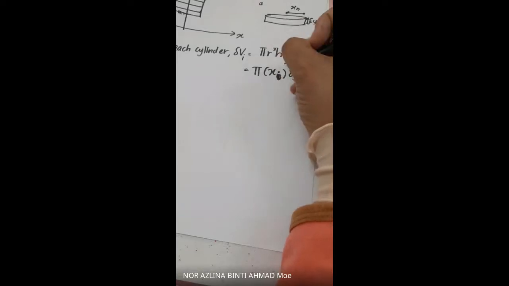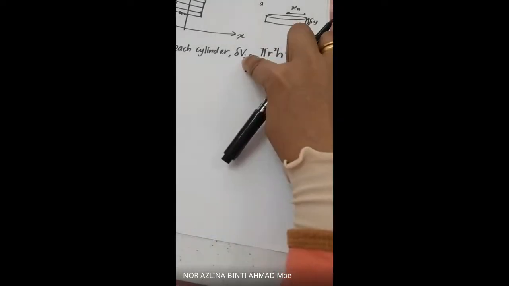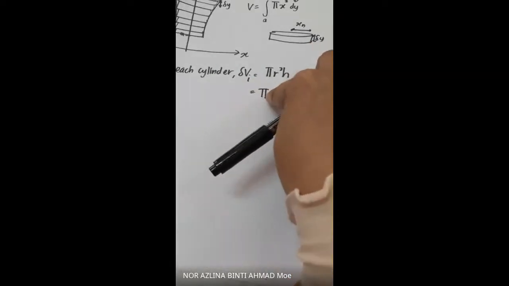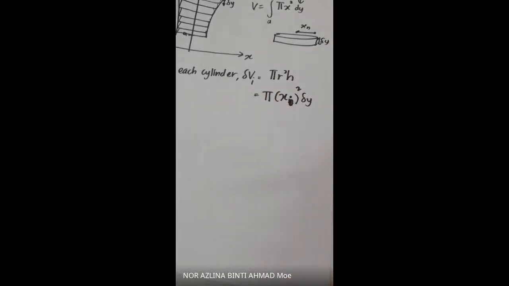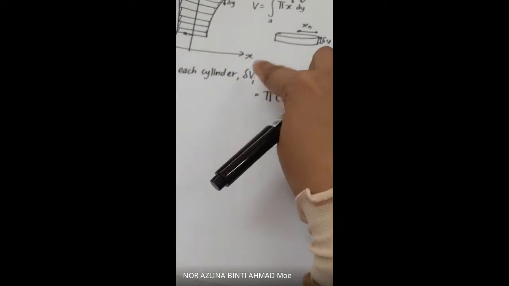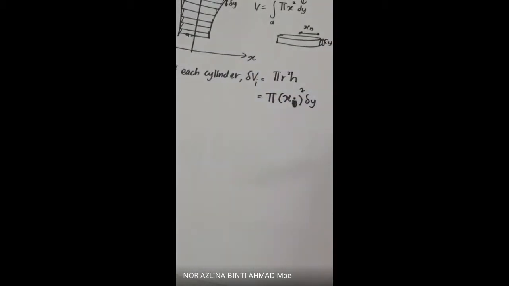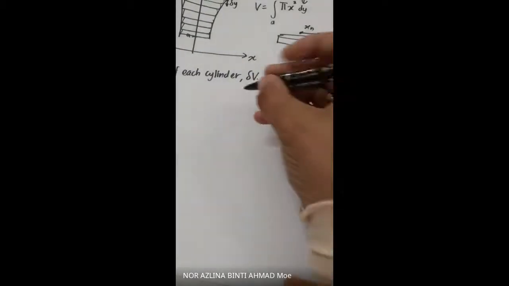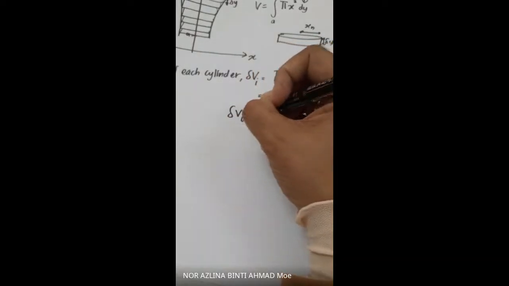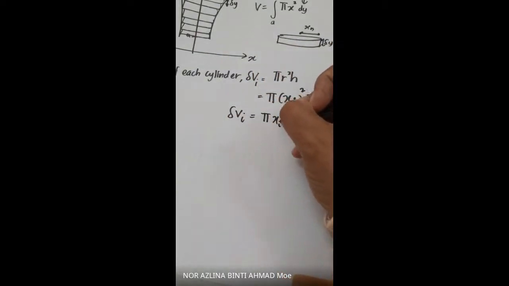Xi squared. Mesti ada square, sebab bukan N, kita nak cari I. I ni boleh jadi nombor 1 sampai N. Can be 1, 2, 3 until N. N tu bilangan silinder lah, kita tak tahu. So, delta Vi is equal to pi Xi squared delta Y.